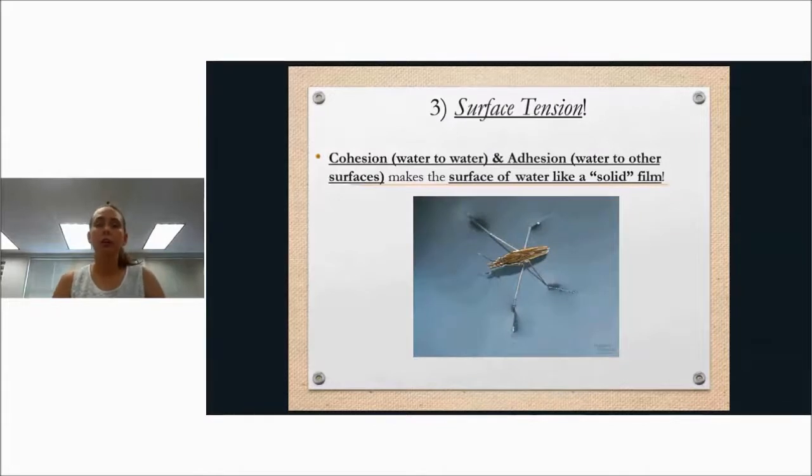Surface tension, cohesion is water sticking to water, and adhesion, water to other surfaces, makes the surface of water like a solid film. That allows this little water bug, water glider, to kind of skate across the surface of the water. It also helps you to float on your back, helps things to float in water, and makes it hurt really bad if you're not very good at diving and you do a belly flop.